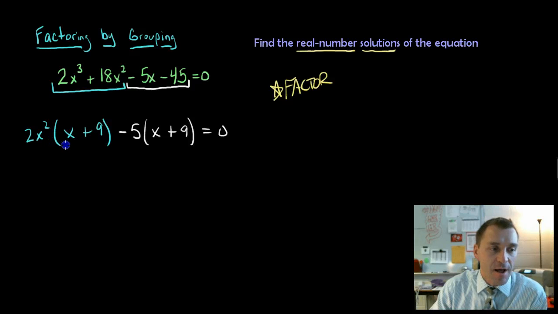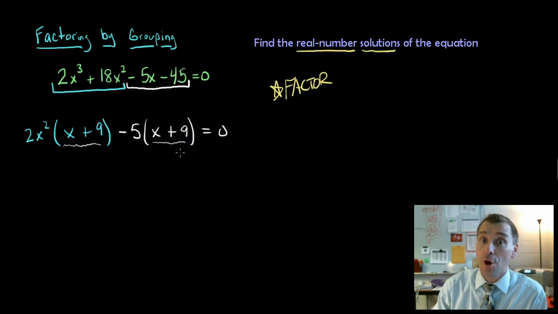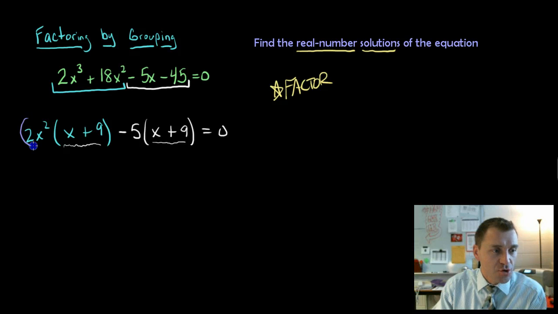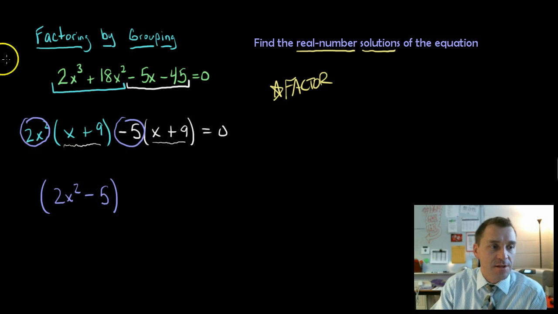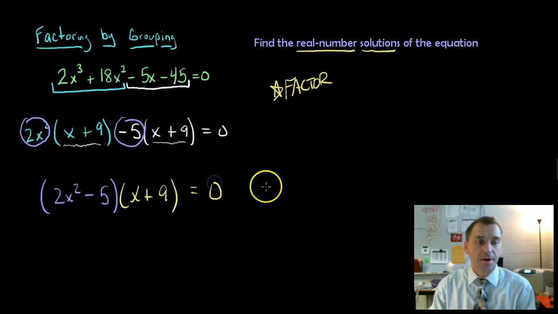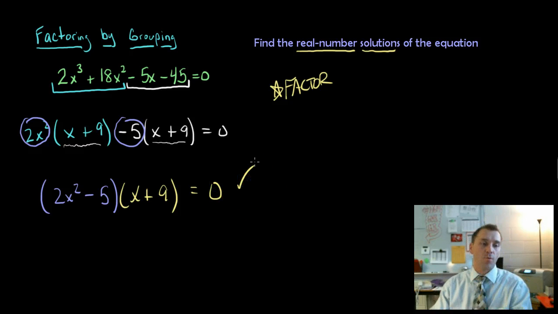But I have my checks and balances done because I have this x plus 9 and x plus 9. So that's the same. Check, baby, 1, 2. That's cool. So let's keep on going. So that means this 2x squared and this negative 5 become my first set of parentheses. And then the other ones, x plus 9, become my second set of parentheses, my second binomial. So there you go. So we factored it. Check, baby, 1, 2.